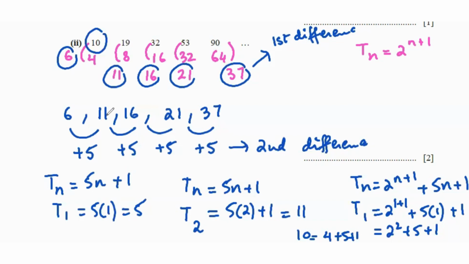So that nth part, which is 5n plus 1, gets added to the 2 to the power of n plus 1 to create the final nth term for the given sequence in the question. Because basically all of these new sequences are like a branch of the original sequence, which has the nth term of 2 to the power of n plus 1. So whatever new nth term we calculate based on the differences, that gets added to the original one.